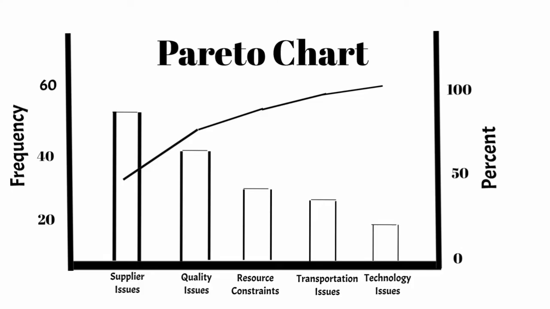Here is how we can interpret the right-hand vertical axis. If supplier-related issues can be resolved, about 40% of the fulfillment delay can be addressed, and about 65% of the delay can be addressed if supplier-related and quality issues are resolved.